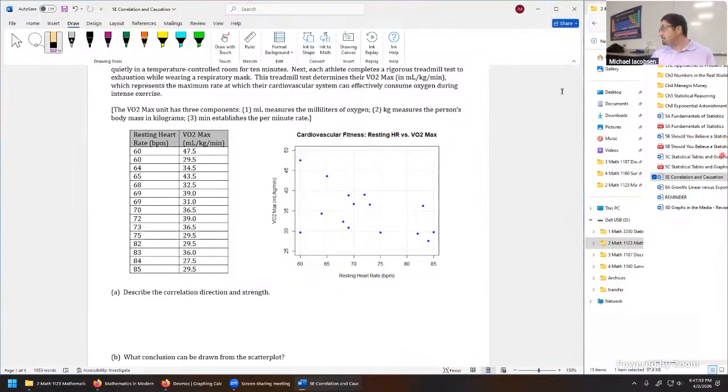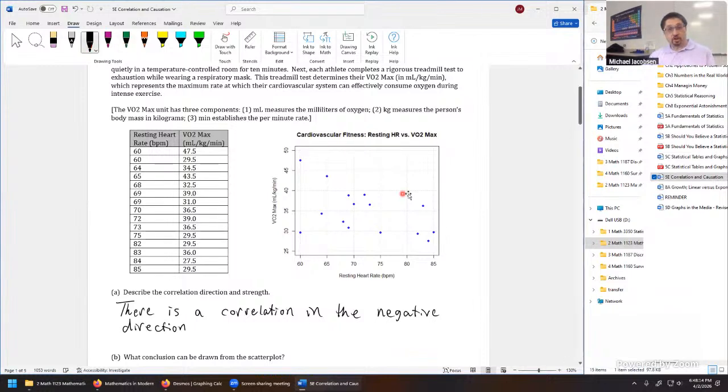We can say here, there is a correlation in the negative direction: the points are going downwards. As we read the graph left to right, the typical way we would read it, let's say here just in the parenthetical, points moving downward.